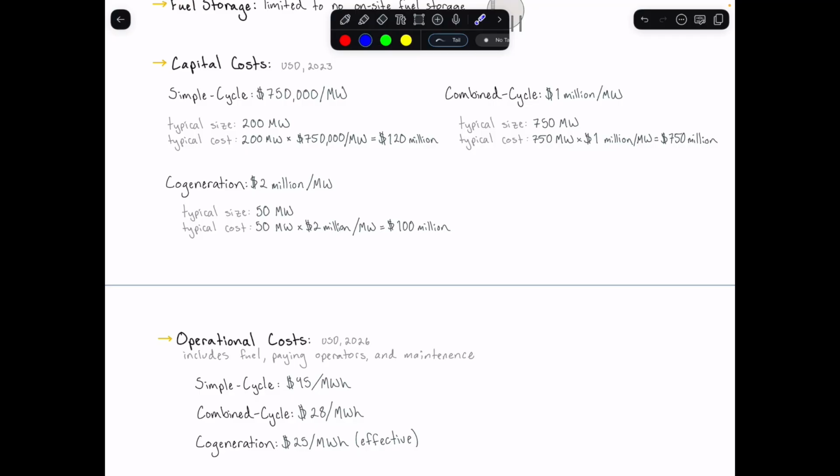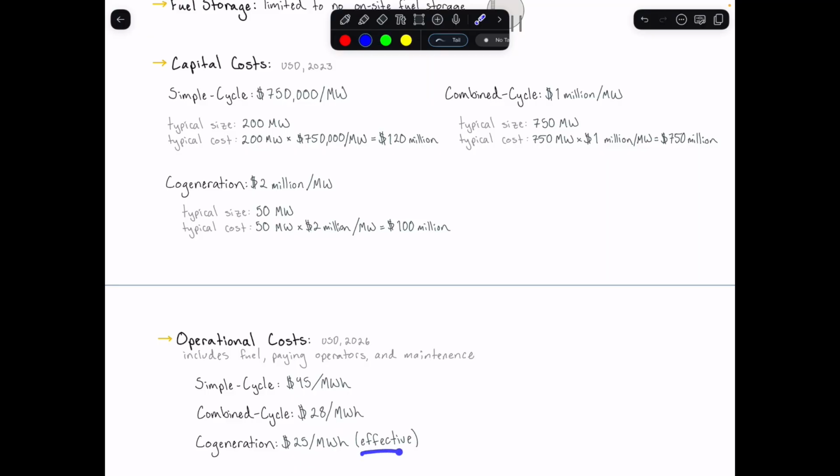And so here in the U.S., in U.S. dollars in 2026, the operational costs, which includes fuel, paying operators and maintenance, is roughly about $45 per megawatt hour. So it is significantly cheaper than producing electricity with crude oil products. Combined cycle is at about $28 per megawatt hour, so much cheaper. And then cogeneration plants are at about $25 per megawatt hour.